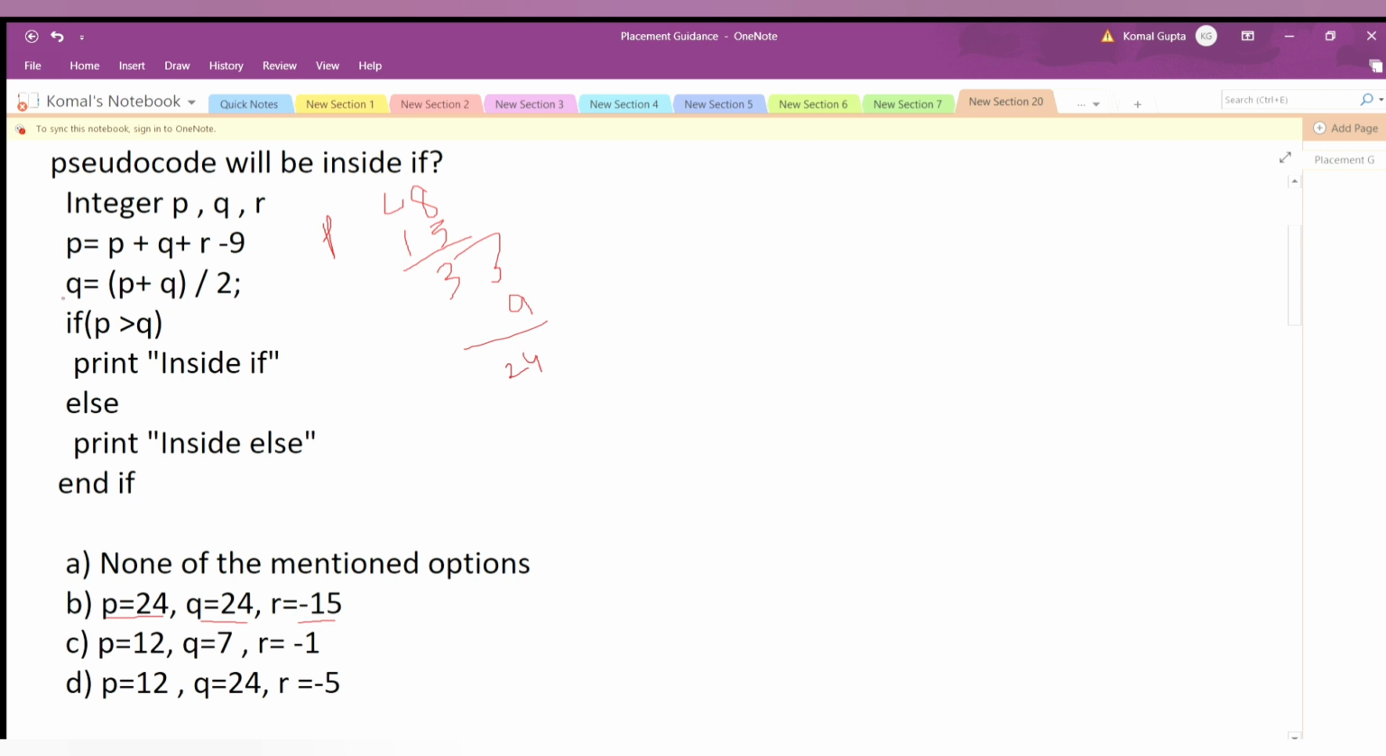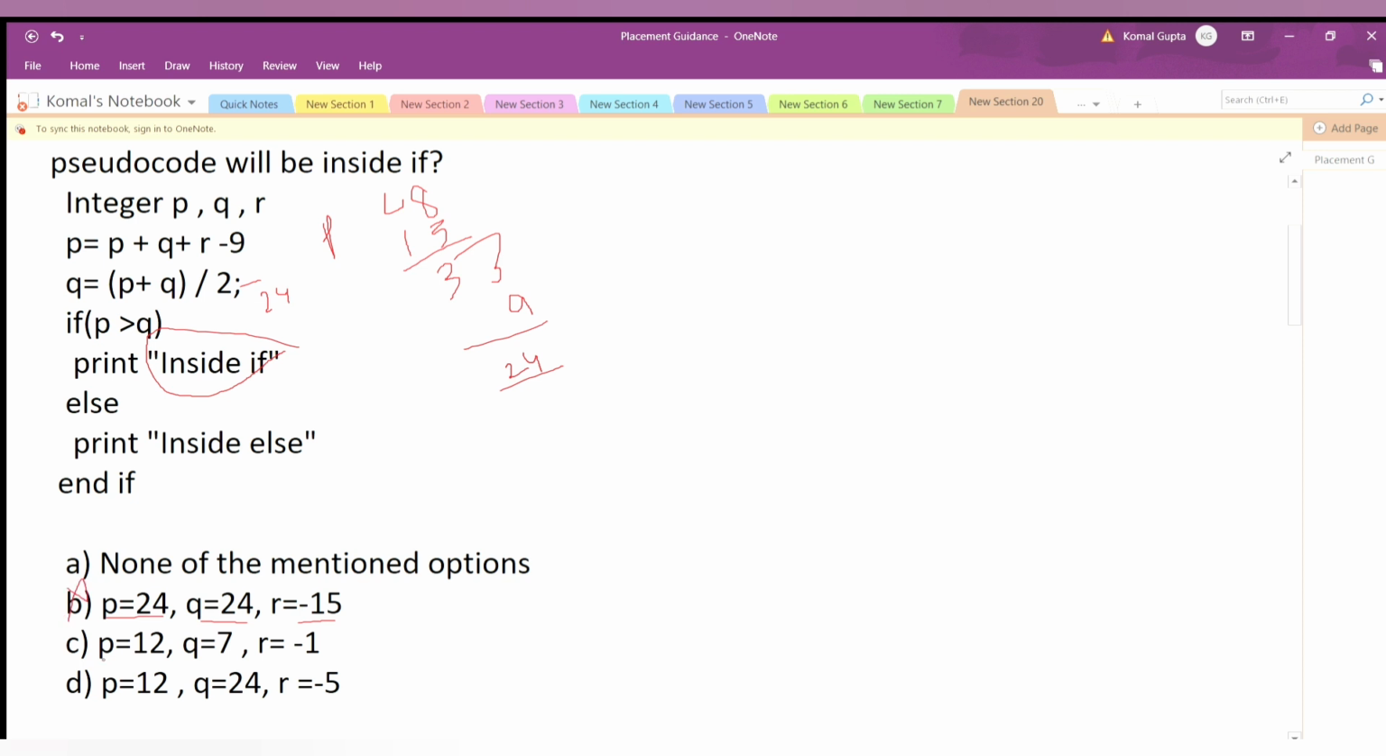Now we will come here to Q. Q is equal to, now the value of P is 24, so 24 plus the value of Q, which is 24 only. So 24 plus 24 is equal to 48, and 48 divided by 2 will be 24. So see, the value of P is 24 and Q is also 24. So does this condition satisfy, is 24 greater than 24? No. So we are not coming inside this condition, inside if. So this option cannot be our answer.